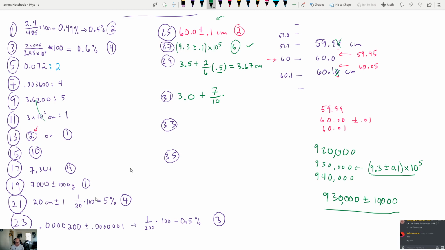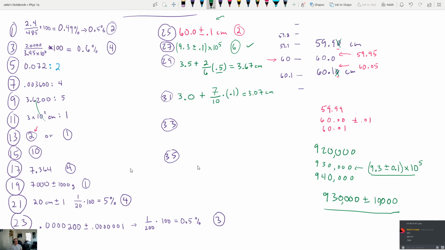So what is the smallest division on the main scale in this case? It's like 0.1 centimeters. 0.1 centimeters, right? So we multiply this by 0.1, or 1 over 10. And this math is super easy to do because this ends up being 7 divided by 100, which is 0.07. So we get 3.07 cm.